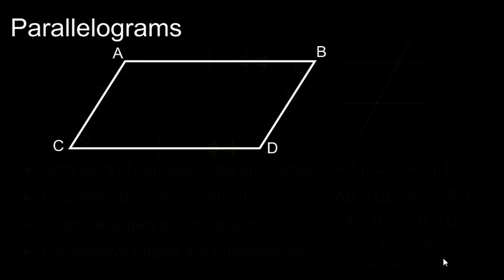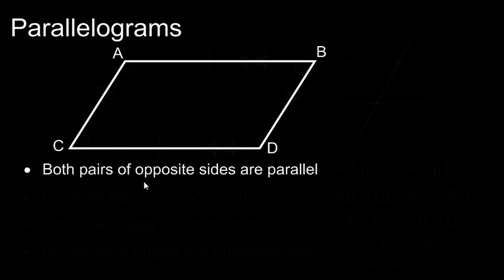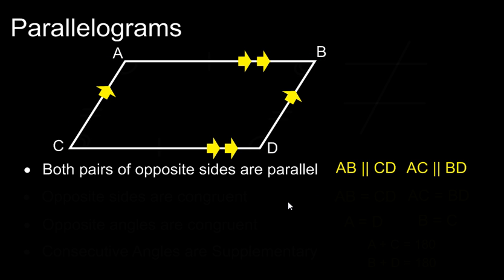Okay, class, today we're going to start our chapter on quadrilaterals. We're going to start with parallelograms. And the first characteristic we know about parallelograms is that both pairs of opposite sides are parallel. So that means AC is going to be parallel to BD, and that means that AB is going to be parallel to CD. Okay? So AB is parallel to CD, AC is parallel to BD. It's kind of why we call it a parallelogram.